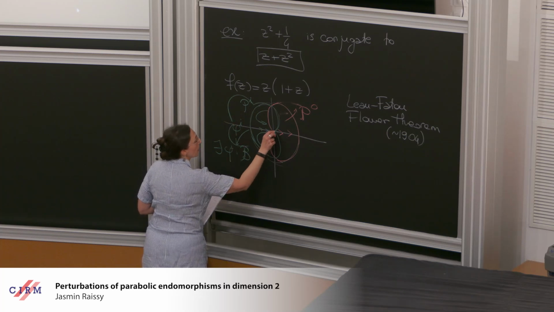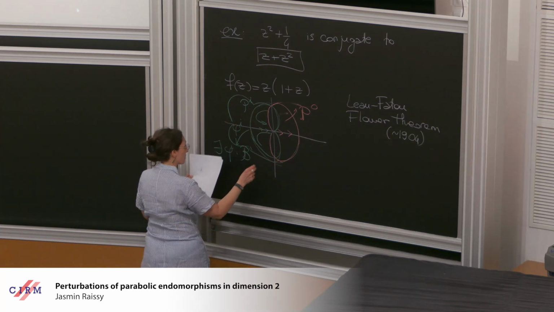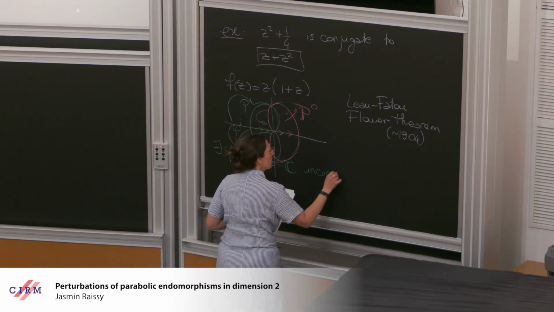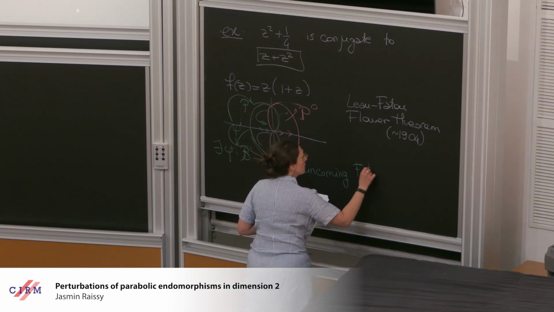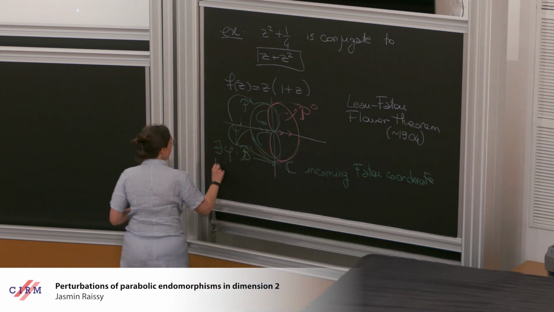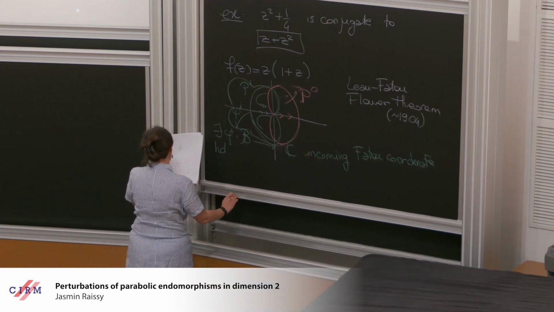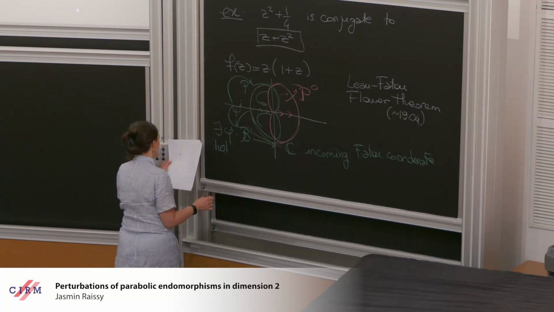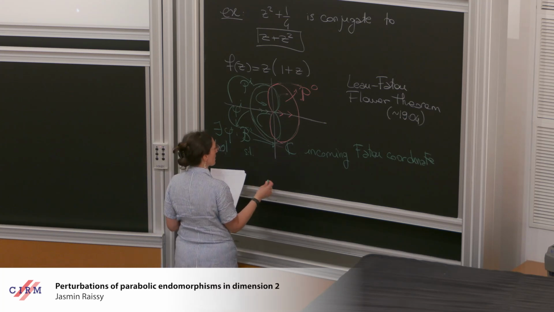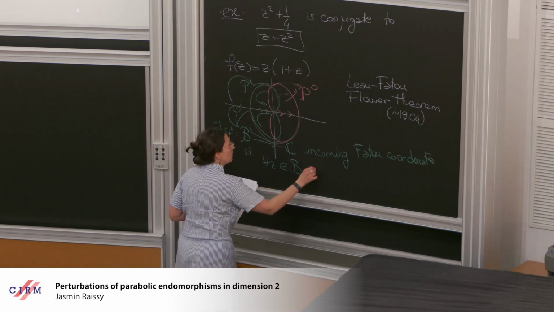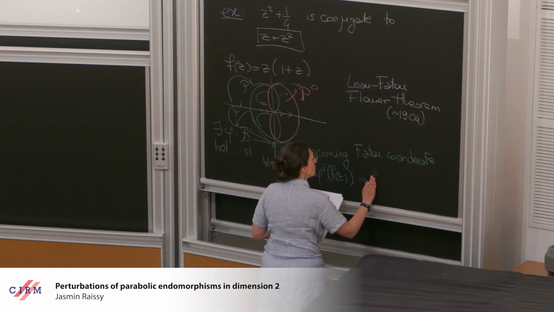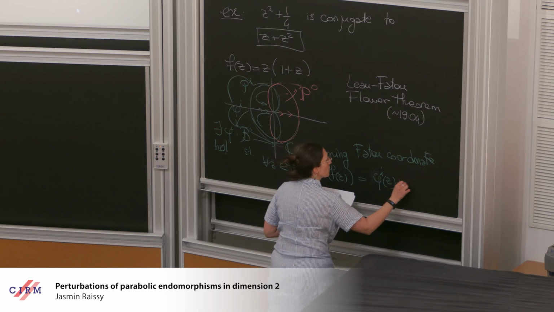So this is going to be my petal. So the cauliflower that I showed to you in the picture, which was nicer than my drawing here. So there is an incoming Fatou coordinate. So it's holomorphic, injective only in the petal, such that it semi-conjugates f to the translation by 1. So for all z in the basin, phi incoming of f of z is simply going to be equal to phi incoming of z plus 1.